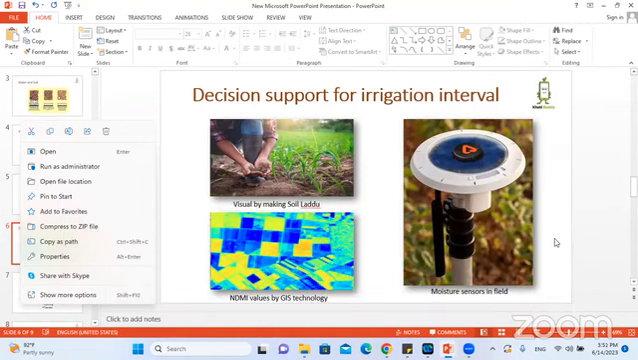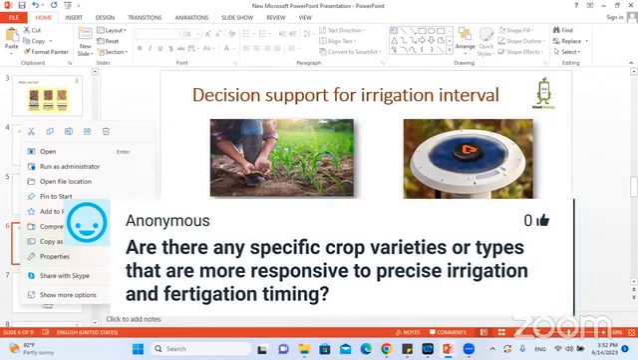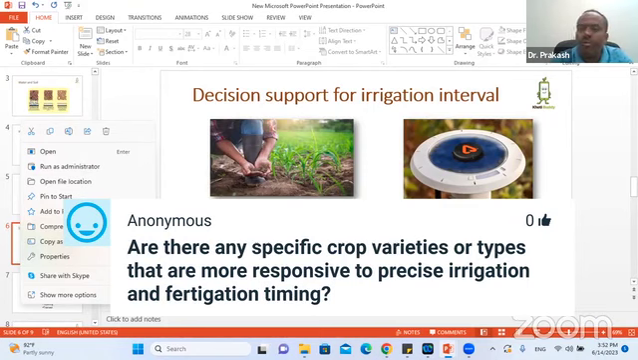And are there any specific crop varieties or types that are more responsive to precise irrigation and fertigation timing? Now, every crop has a different requirement. Every crop has different nutrient requirements, and every crop has its own potential to give a good yield, best yield, or ideal yield. At that time, proper irrigation as well as nutrition, that is fertigation, totally helps every crop.